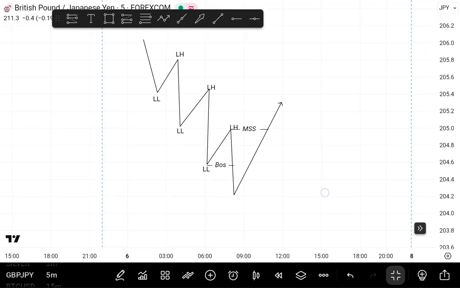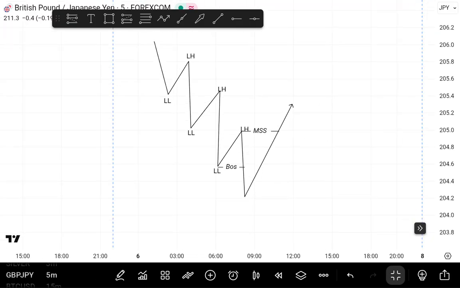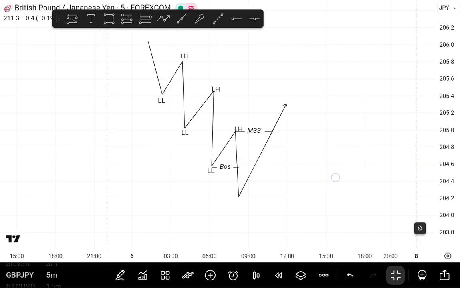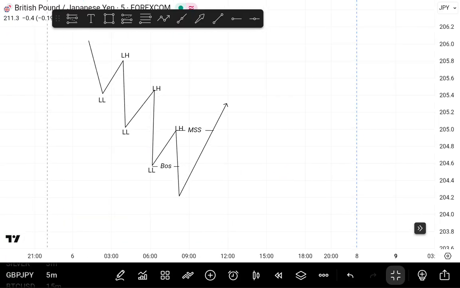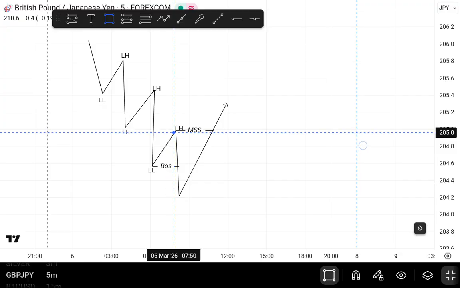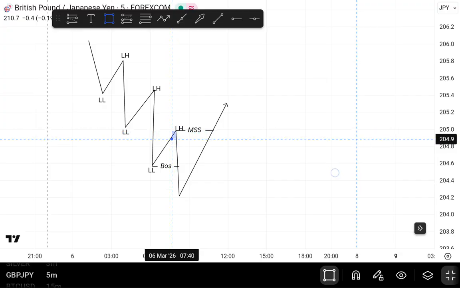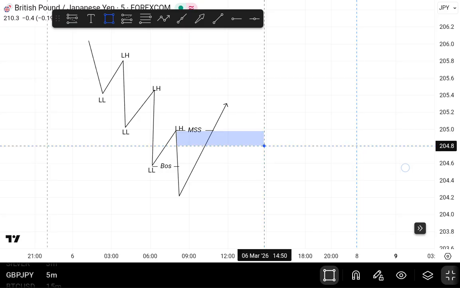As the MSS, this recent trend, the market was coming in a lower downtrend. Now it's indicating that the market is no longer in a downtrend, but is about to take another trend. So my entries are found inside order blocks and breaker blocks. This is a breaker block, where the MSS is coming from.